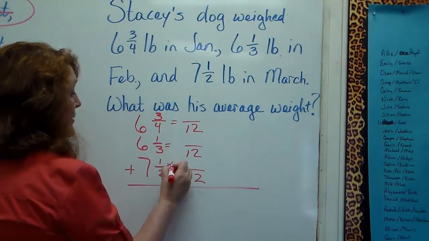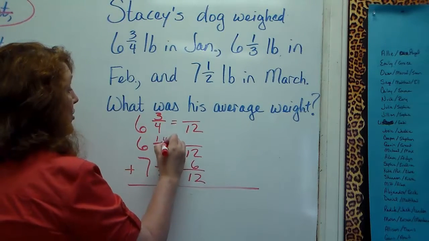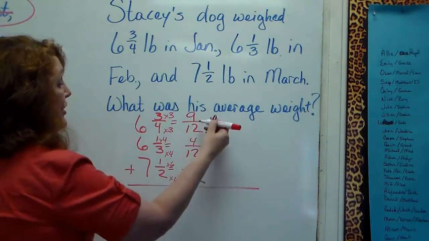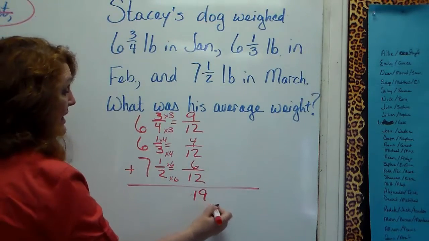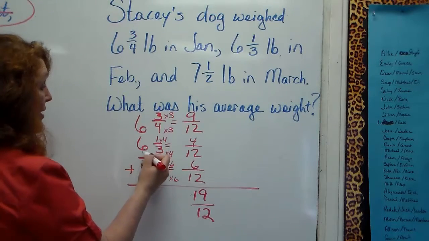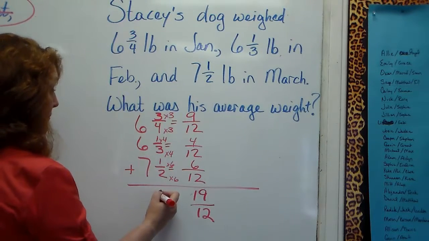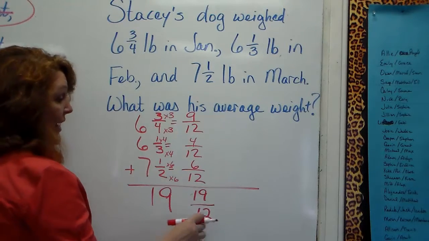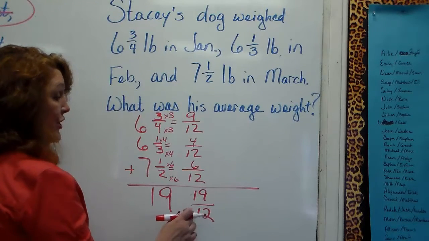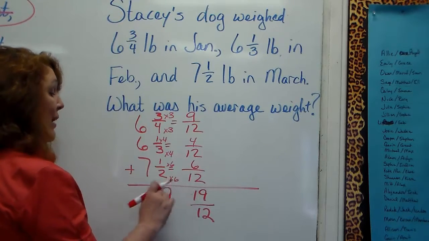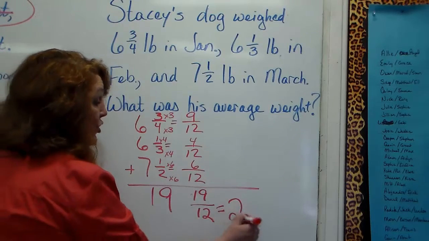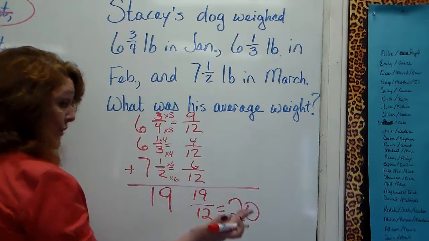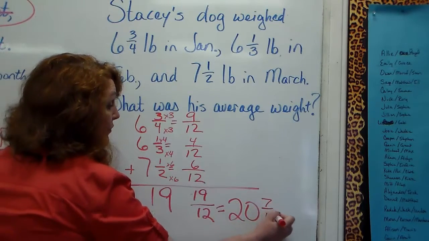2 times 6, 1 times 6, 3 times 4, 1 times 4, 4 times 3, 3 times 3. So I've got 19 twelfths, and I've got 12 and 7 is 19. I've got 19 and 19 twelfths. But I can't leave this like this. I need to be able to fix my improper fraction. 12 goes into 19 one time. That 1 is going to go in here. So I'm going to have 20, and if I take 12 out of here, I've got 7 left over. That's subtraction. So I've got 7 twelfths left over.